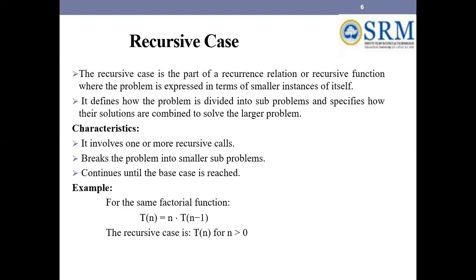Here, what are the characteristics of the recursive case? It involves one or more recursive calls. It divides the problem into smaller subproblems. The recursive case is continued till it reaches the base case. For example, factorial. If n is 5, the algorithm will continue with n equal to 4, 3, 2. So these values of n are the recursive case. If the n value becomes 0, the algorithm will be terminated. 0 is the condition for the base case. Greater than 0 is the condition for the recursive case.